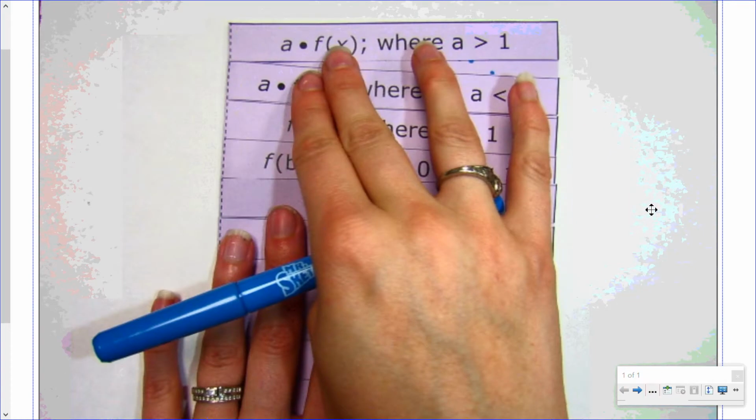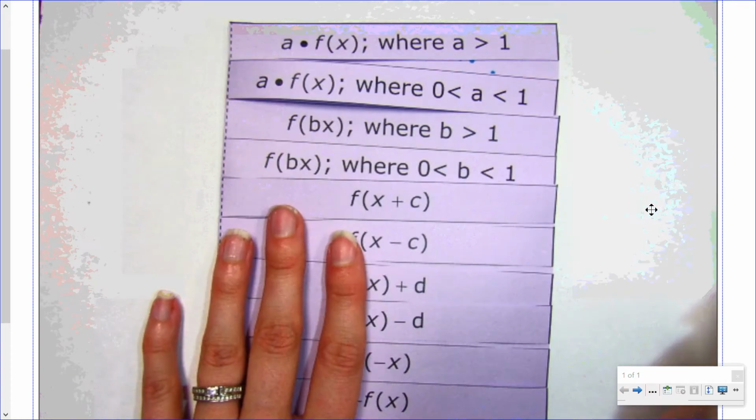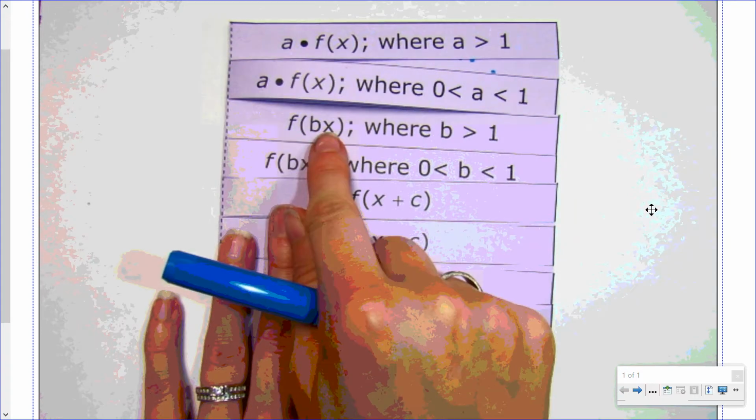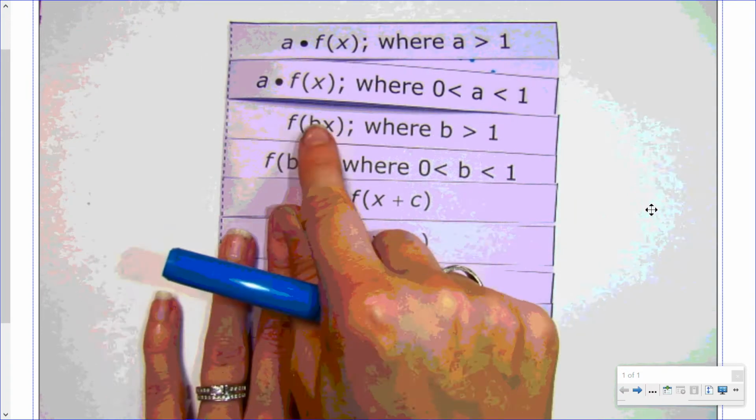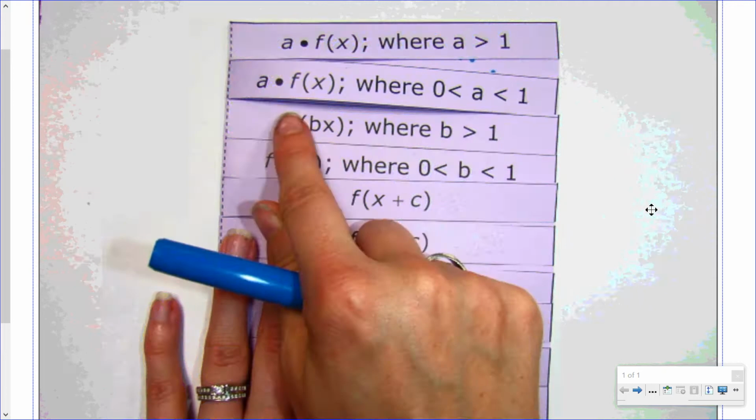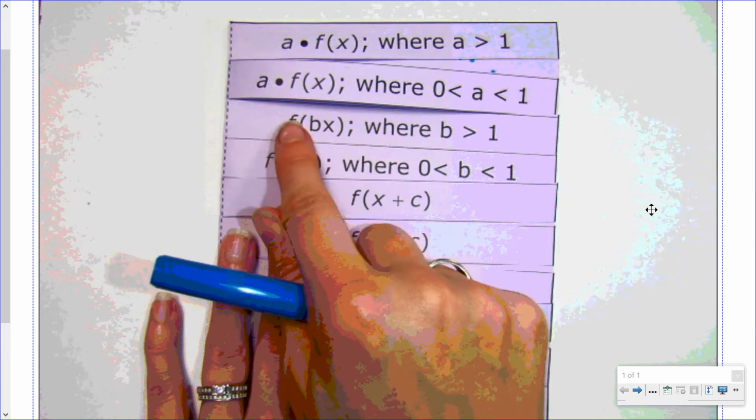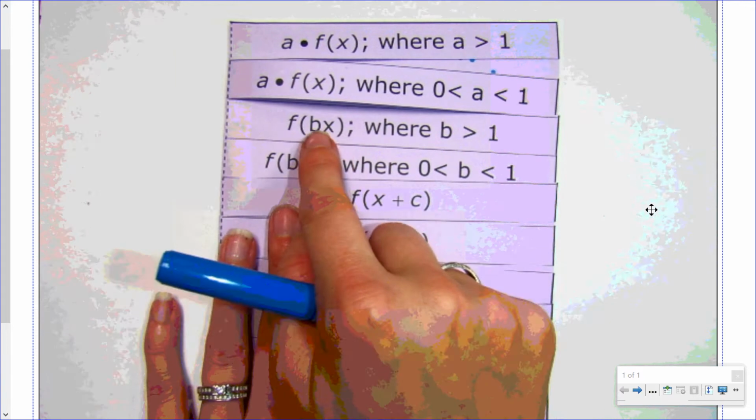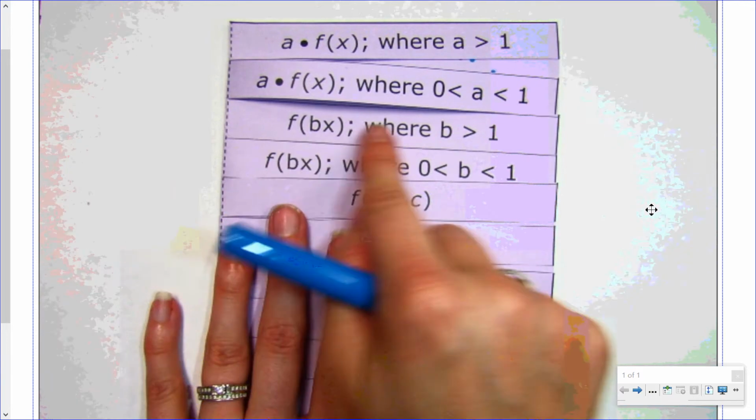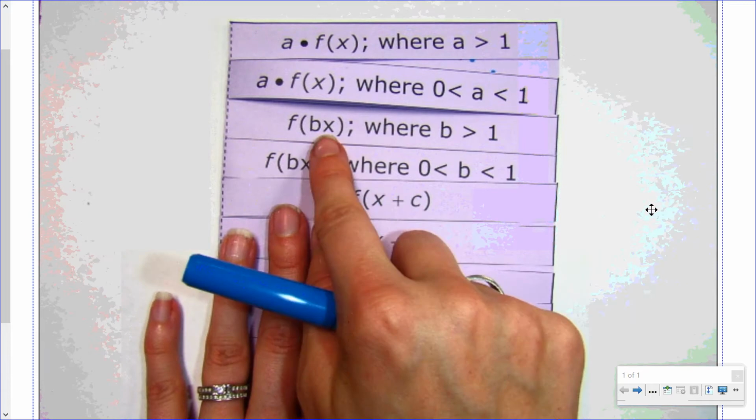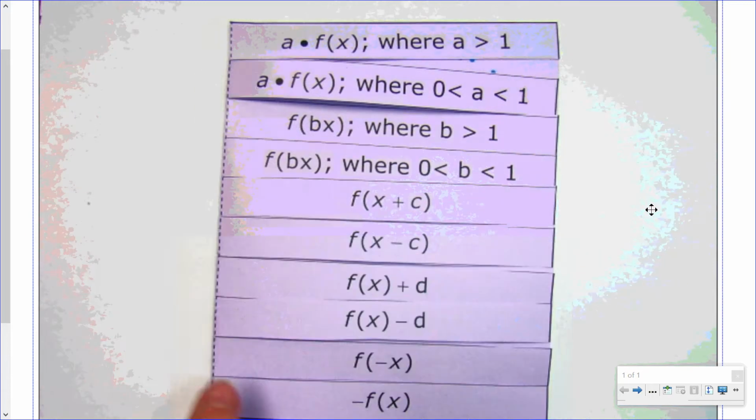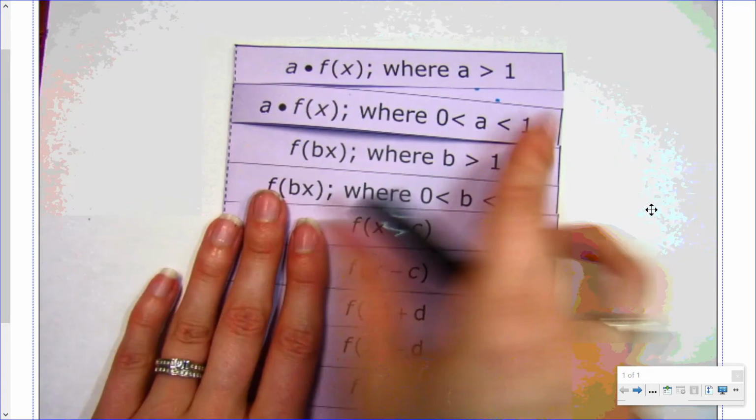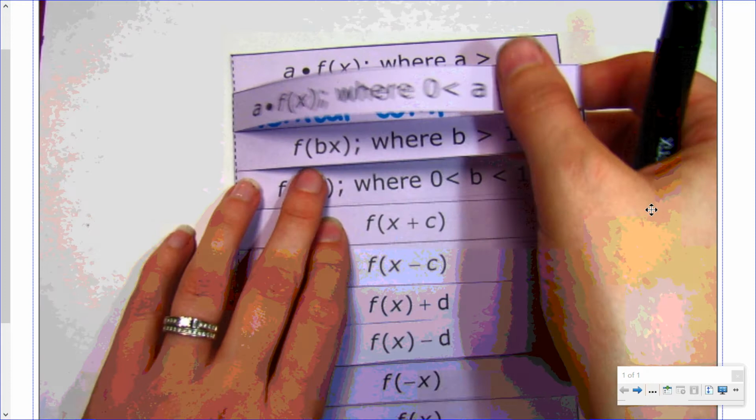Now I have f, and in my parentheses, notice I have a value here next to my x. You can see now that the change is not happening to the entire function. I'm not taking f of x, I'm not changing my y value. Here I'm changing my x value. If I have a value greater than 1 and I multiply by x, in my mind this is a little backwards, but now I have something happening horizontally.